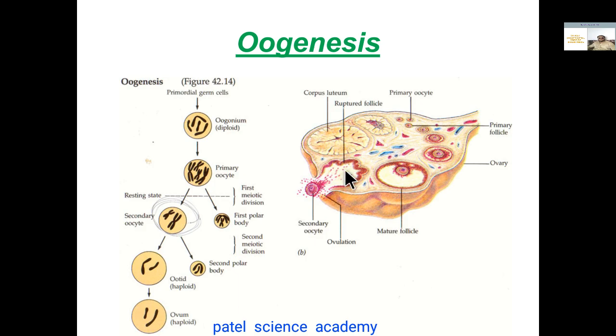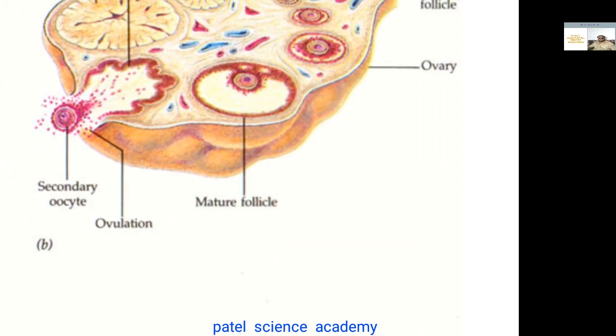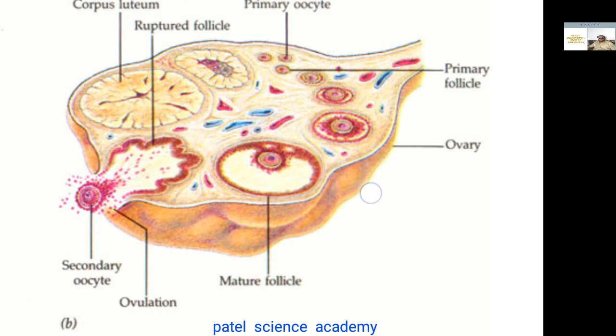All these changes take place in the ovary of the female body, and you can see all these changes. This is the ovary, and in this ovary there are these changes. This is the primary oocyte, this is the primary follicle. It goes through different changes likewise, and finally it converts into this structure. This structure is called the mature follicle, which is also called the Graafian follicle.